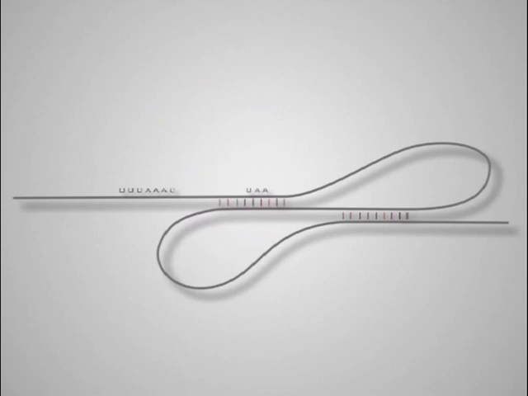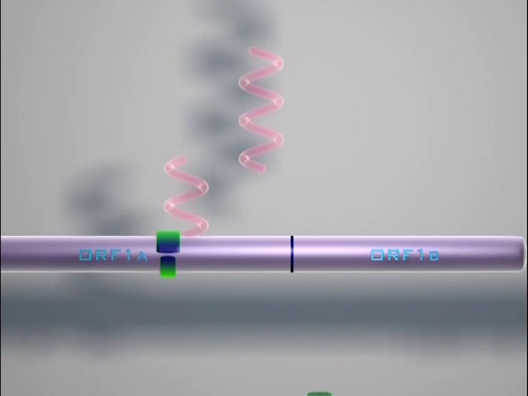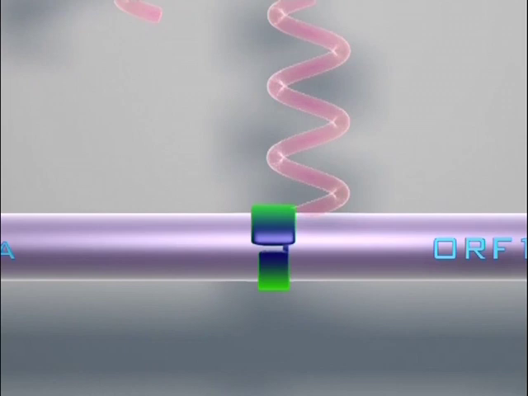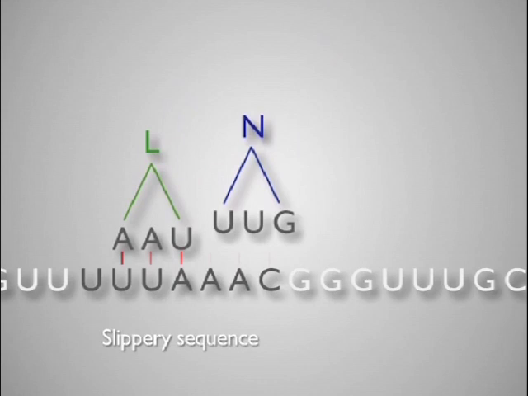Hence, these ribosomes will translate only ORF1A. But the remaining ribosomes, as they are forced to pause at the slippery sequence, will slip back one nucleotide and continue to decode ORF1B. This is called ribosomal frame shifting. Let's see exactly what happens at the nucleotide level. Two tRNAs carrying amino acids L and N are base paired to the messenger RNA at the last two codons of ORF1A.